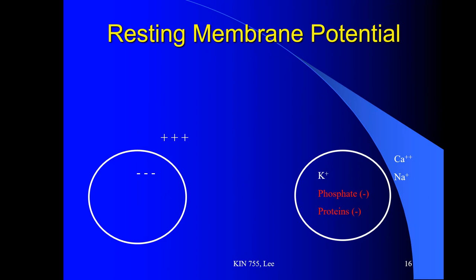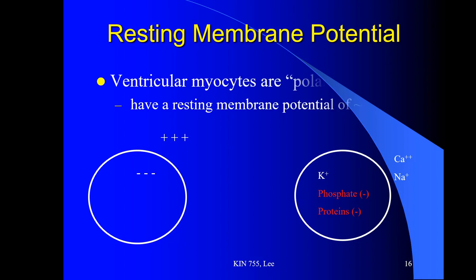So all cardiac muscle cells are going to have what's called a resting membrane potential. And when a cell has this, any cell of the body, we say it's polarized, meaning there's a charge difference between the different sides of the cell. Inside is more negative than the outside. So in cardiac muscle cells, this difference is 90 millivolts. So we say that the ventricular myocytes, or cardiac muscle cells, have a resting membrane potential of negative 90 millivolts. There's a few reasons for that.